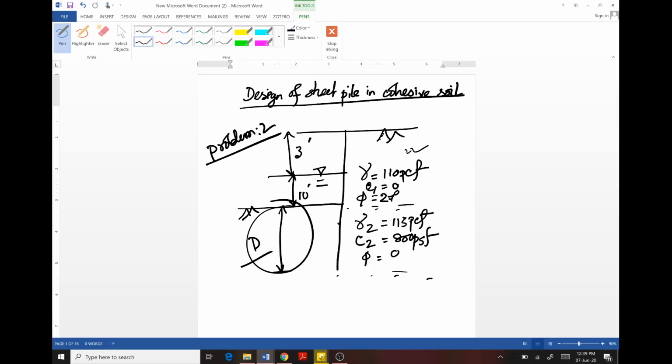Just like before, as we have already solved another problem, we will determine the same things: vertical overburden pressure sigma 1, earth pressure P1, horizontal force H1, and for the static equilibrium we will take summation of H equals to 0 and moment at point O equals to 0.